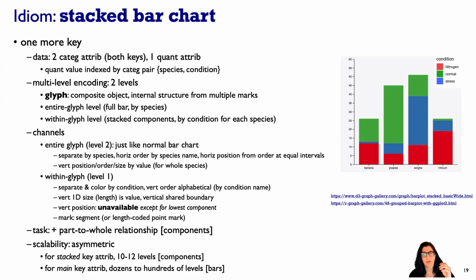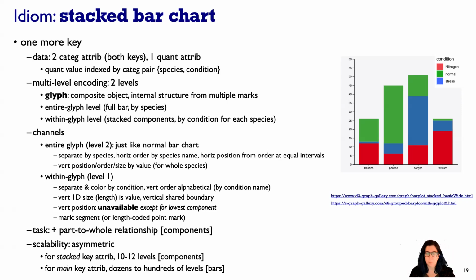Each of these bars is a composite object where the internal structure comes from multiple marks. So we can think about the whole glyph as a thing, then it's just a bar chart where we've got species, but we can also think within the glyph as these series of stacked components, these color-coded boxes. So coming back to our channel-based analysis, if we just think at the whole glyph level, it's just like we talked about with the normal bar chart. What about within the glyph?